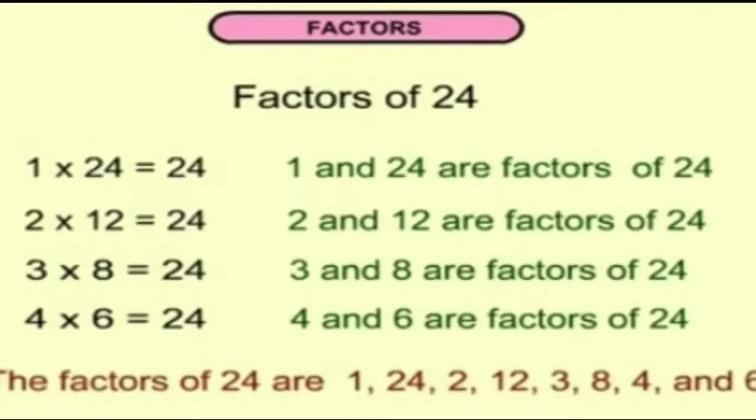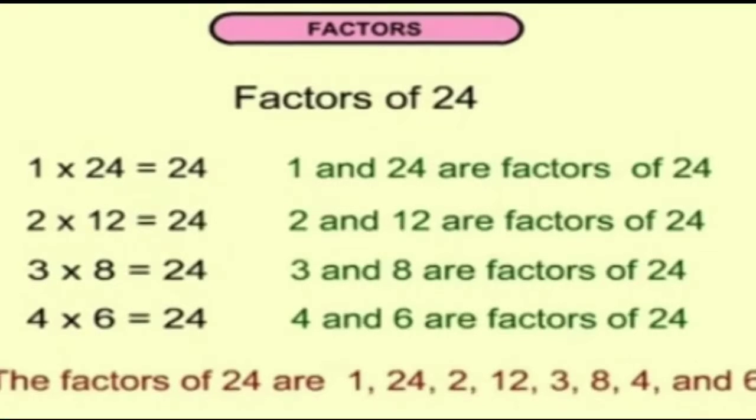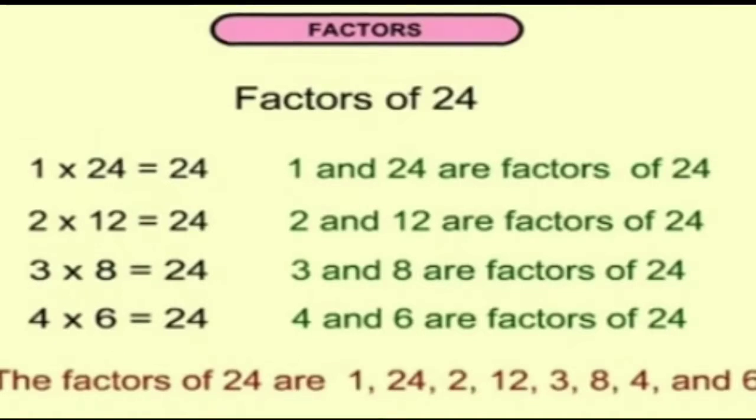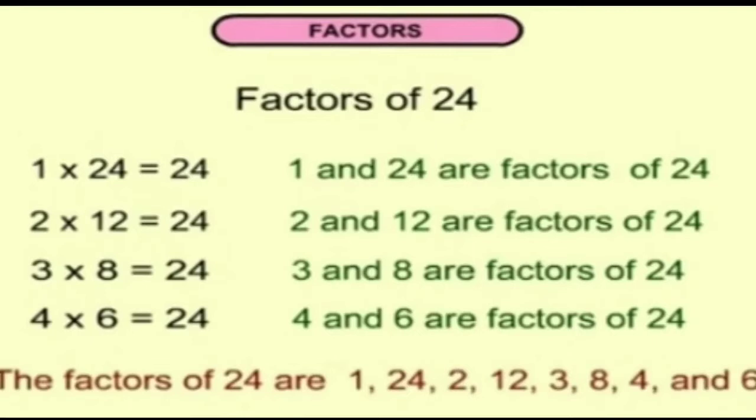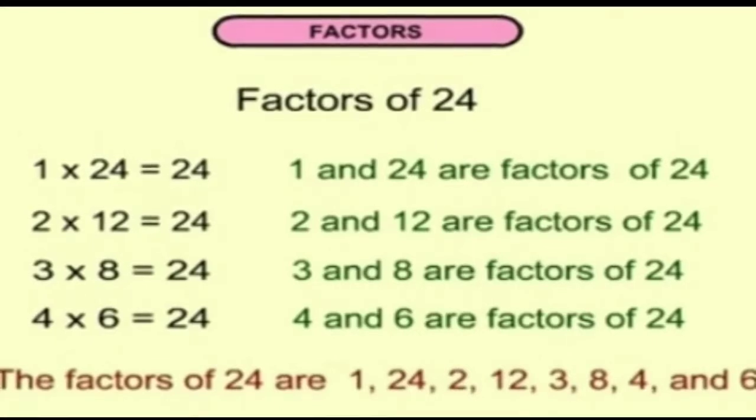So 1 and 24 are the factors of 24. 24 also comes in the table of 2 in the form of 2 into 12. So 2 and 12 are the factors of 24. Similarly, 24 can also come into the table of 3. So 3 into 8 is equal to 24. So 3 and 8 are the factors of 24.